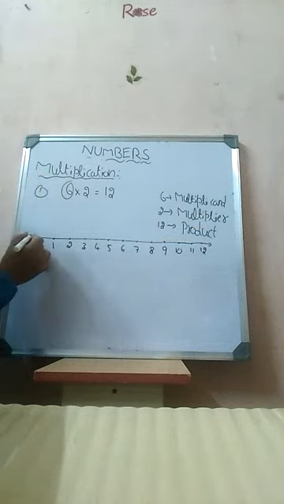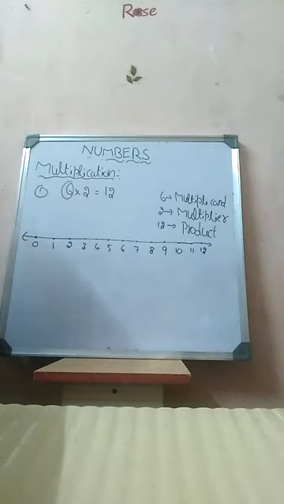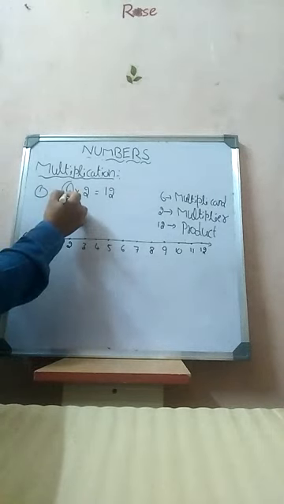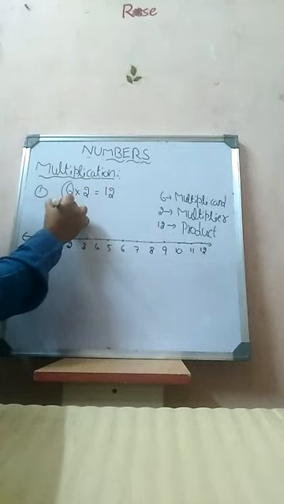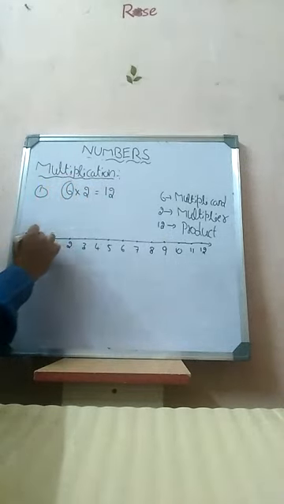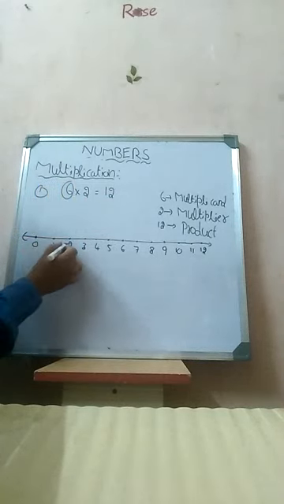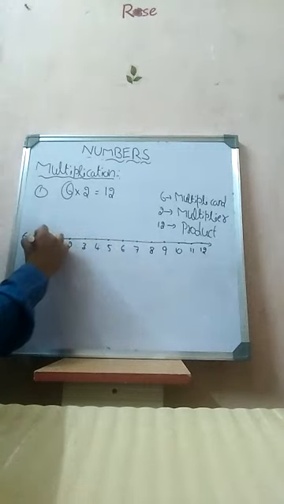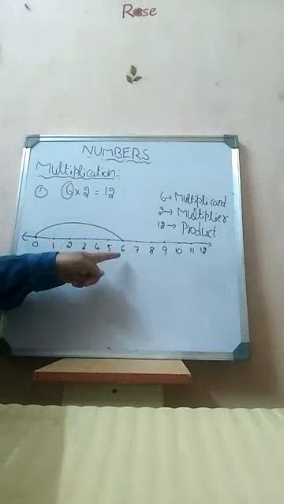And now starting from 0. Here, this multiplicand tells us how much we have to jump. That means the multiplicand, how much here? 6. So this 6 will tell us how much we have to jump. So we have to jump 6. 1, 2, 3, 4, 5, 6. So make a jump of 6 from 0 to 6.